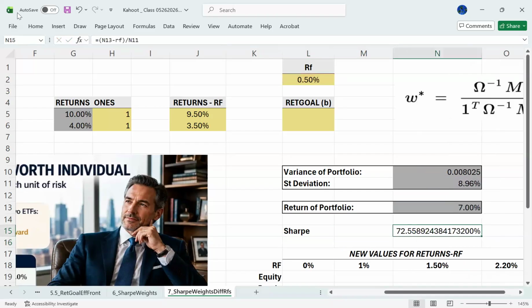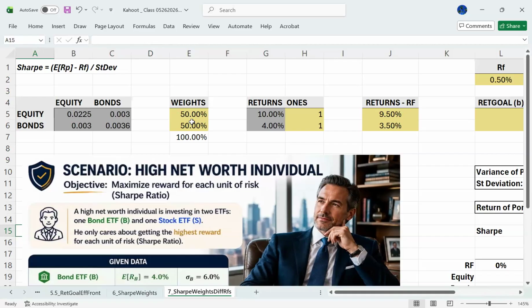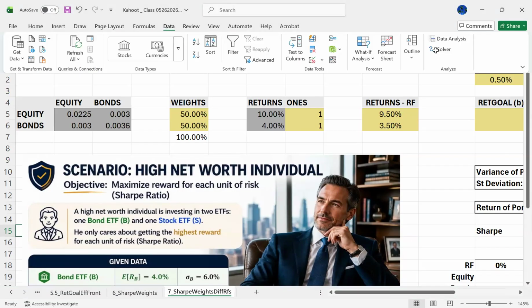So the Sharpe ratio is not a percentage, but more like a decimal multiple. In other words, I am getting 0.73 units of excess return for each unit of risk I am tolerating, and this is the Sharpe ratio of this particular allocation where I have equal weights on equity and bonds. Let's use Solver, Data, Solver.